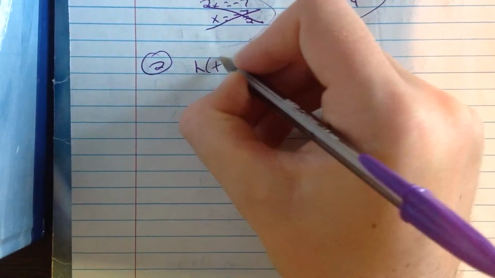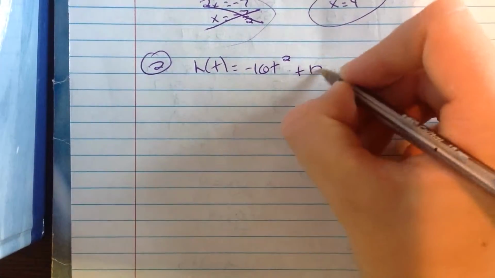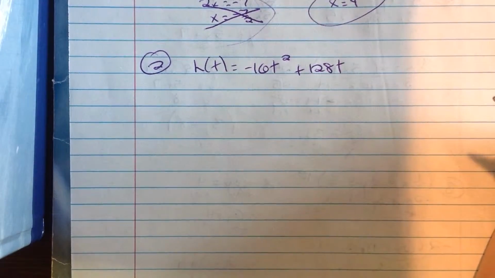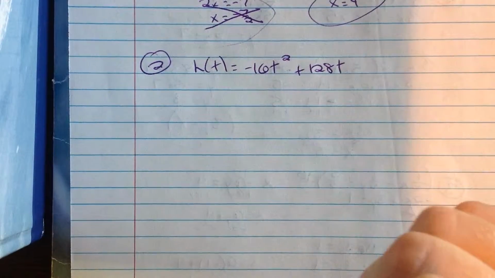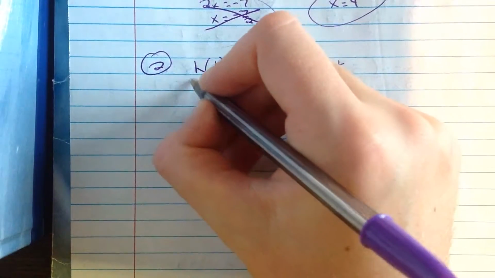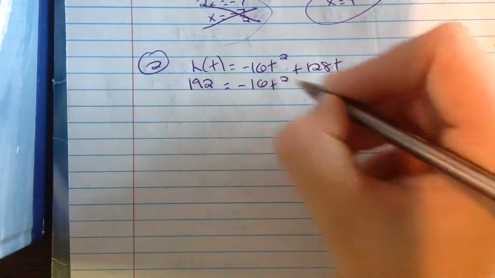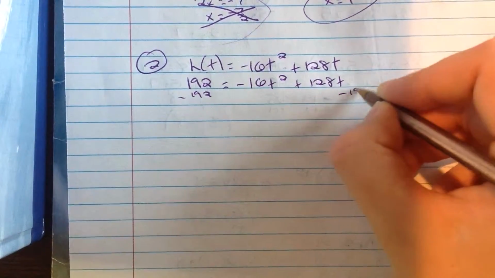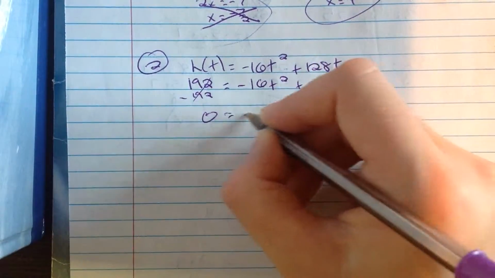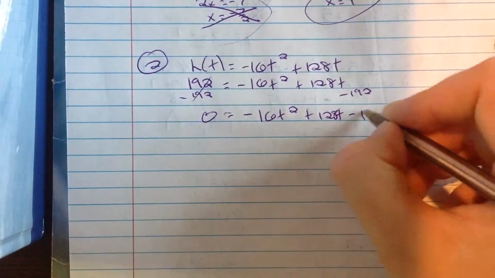We got given a function like this, negative 16t squared plus 128t. And we want to know after how many seconds will the rocket be 192 feet above the ground? Well, height is h of t. So 192 is equal to negative 16t squared plus 128t. Get everything to the same side. So 0 equals negative 16t squared plus 128t minus 192.